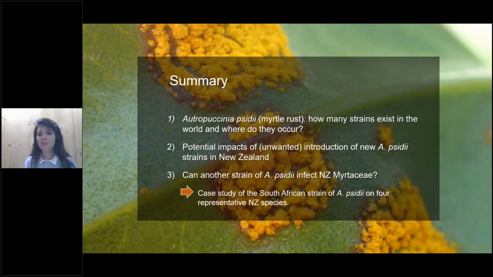The same principle applies to Austropuccinia psidii, which is the causal agent of Myrtle Rust. For the rest of this presentation, I will refer to it as Myrtle Rust. So today I thought I would talk to you about how many strains of Myrtle Rust exist in the world and where they occur. We are going to discuss the potential impact of introduction of new strains of Myrtle Rust in New Zealand. And finally, we will verify if all the strains of Myrtle Rust can infect New Zealand species.